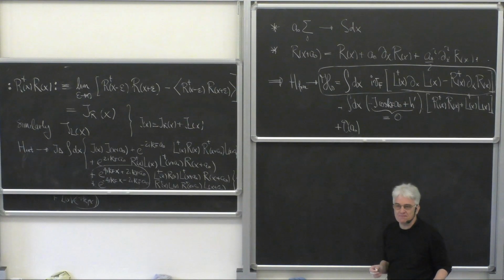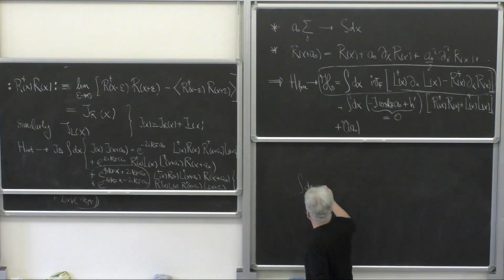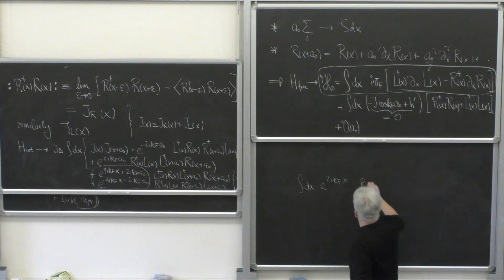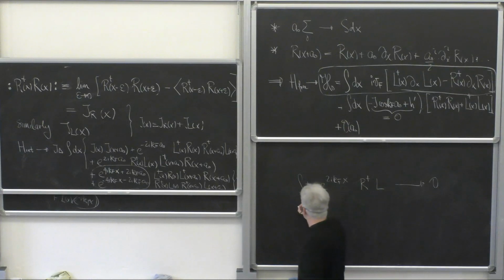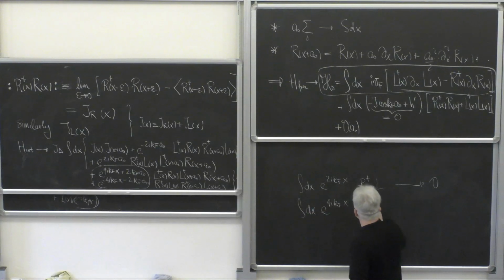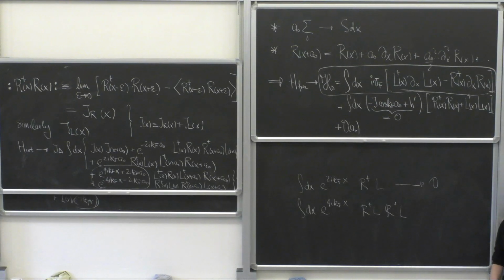Anybody, any idea? So what I did before, I told you integral dx e to the 2i kF x right dagger left, so that I could set to 0. But what I'm saying now is 4kF x, right dagger left, right dagger left. So that I have to be careful. I cannot just drop it. Why can I not just drop it?